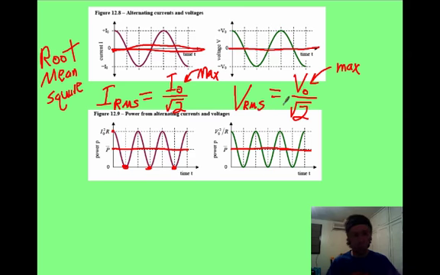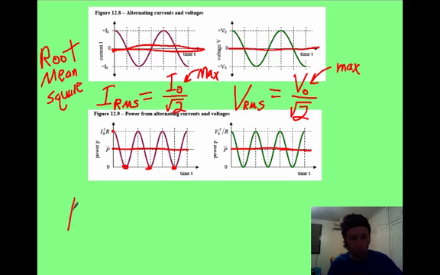Now you can look in a textbook for a deeper explanation of why it is over the square root of 2, but just in simpler terms, your actual maximum voltage in your house might actually be 300 some volts, but the 220 or the 110 that you've been told is actually the root mean square.